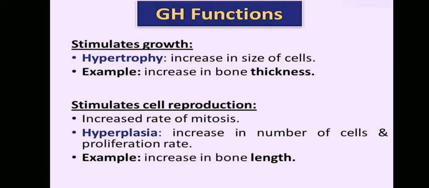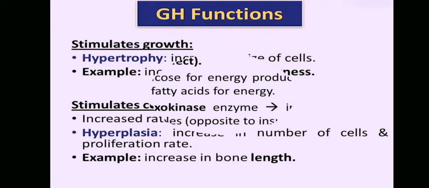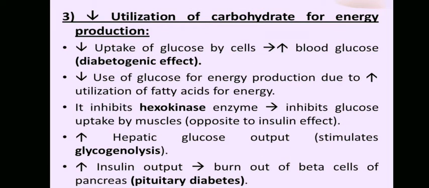So growth hormone stimulates growth by hypertrophy, by hyperplasia, and increases the rate of mitosis. During growth, there is decreased utilization of carbohydrates for energy production, like uptake of glucose decreases, but blood glucose is increased. Decreased use of glucose for energy production is due to increased use of fatty acids for energy production. It also inhibits the hexokinase enzyme and inhibits glucose uptake by muscles. Hepatic glucose output is also increased, and insulin output is also increased, which leads to burnout of beta cells of the pancreas.